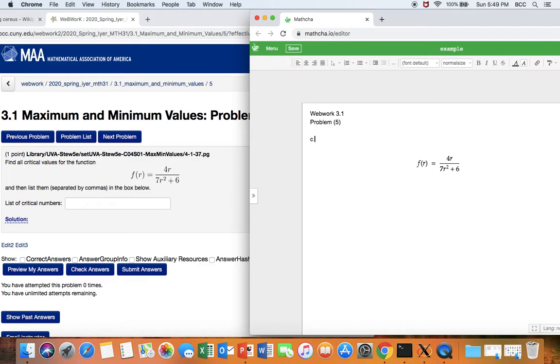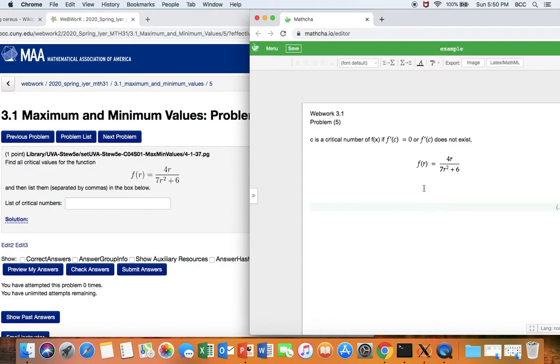Let me remind you, c is a critical number of f(x) if its derivative is 0 or the derivative does not exist. So these are the two options we are looking at. This is f prime, so we want to find the derivative of this.